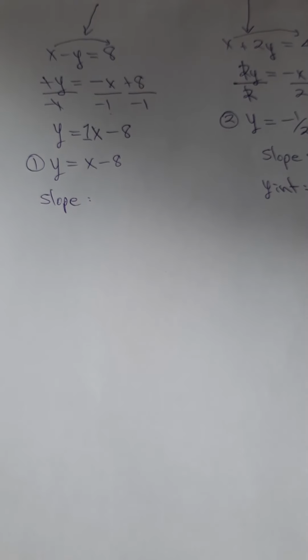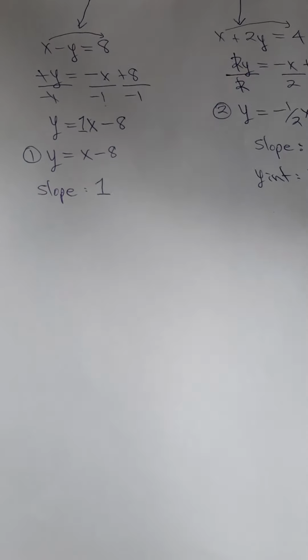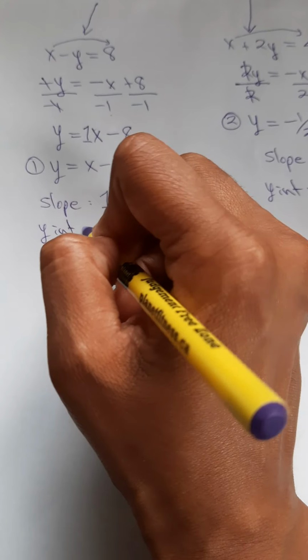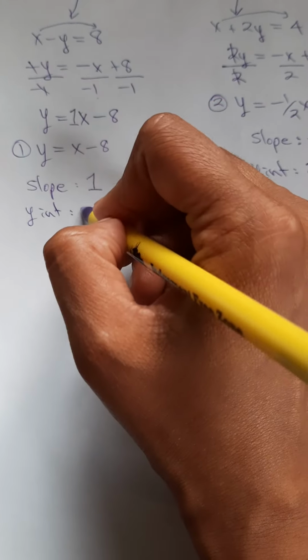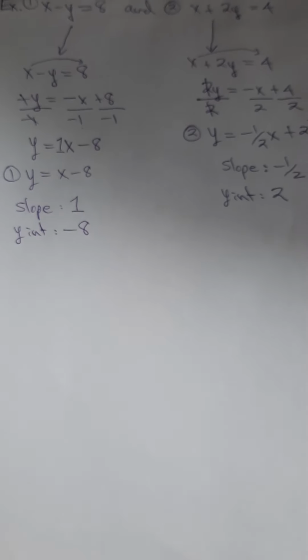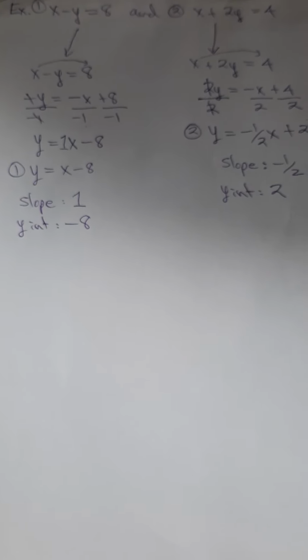Okay, I don't see a number in front of the x. Okay, however, it's assumed that there's a 1 in front. It's not 0. Okay, and if I'm doing the y-intercept, again, it's just the number that's by itself here, which is negative 8. Okay, so we have the slope and the y-intercept for both of these equations here.